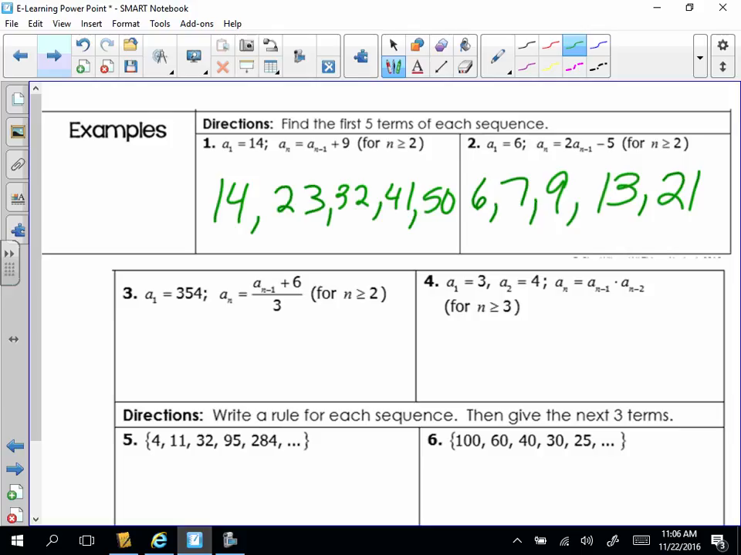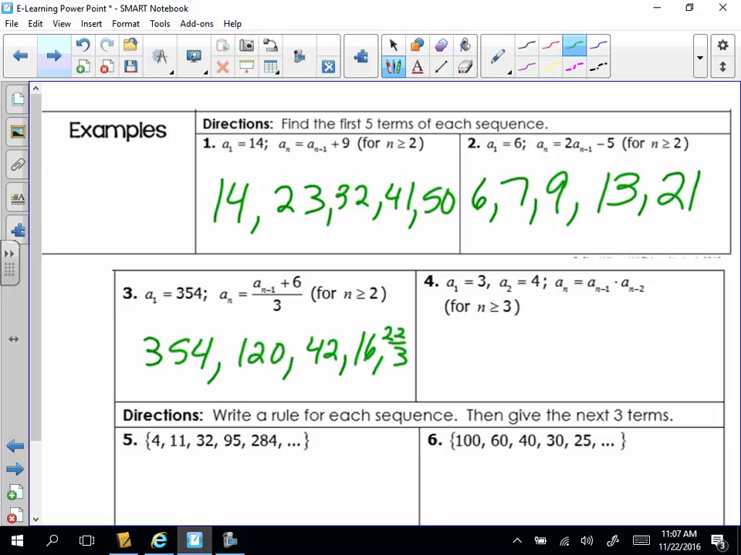On the next one, example 3, you're putting a sub n minus 1 in there, adding 6, and then dividing by 3. The first one is 354. So you're putting that in there, adding 6 divided by 3, I got 120. Put 120 in there, add 6 divided by 3 is 42. Put 16 in there, divided by 3. You're going to get 22 over 3. I think I might have skipped one.